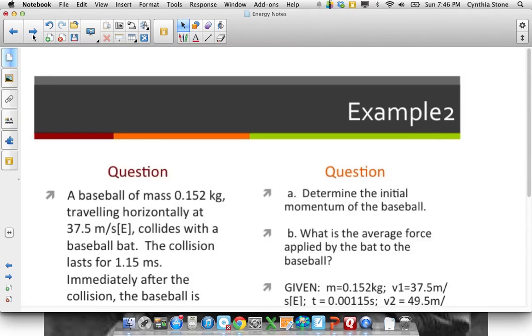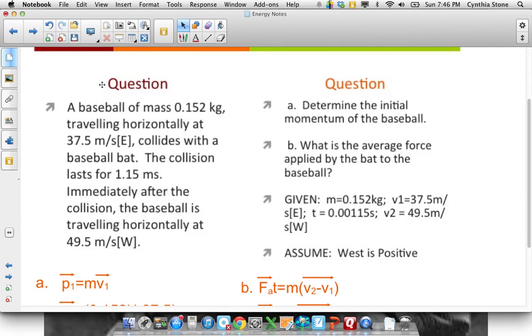Okay, so let's use it. Here we have a baseball, and it's traveling horizontally. We know its speed when it collides with the bat. The collision lasts some number of ms, you've seen this before, that's milliseconds. That means divide by 1,000, okay? Immediately after this collision, the baseball is traveling at 49.5 west. So it starts east, ends up west. And we want to find a few things, okay?